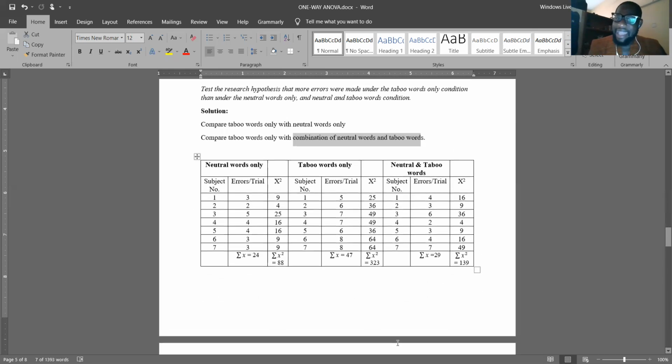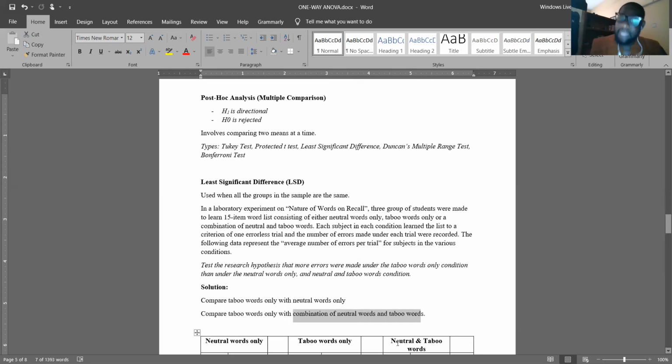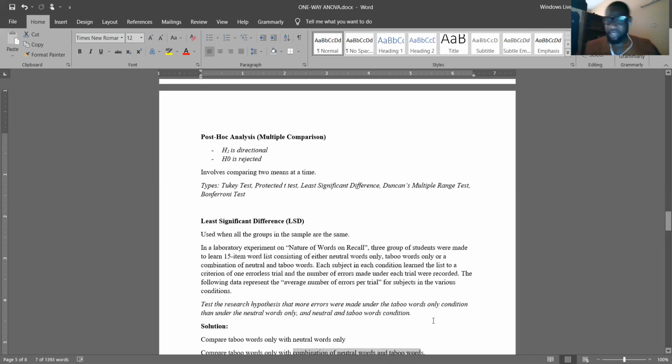So it means you are supposed to solve using something known as least significant difference. And why did we use least significant difference? Before we delve more into least significant difference, one thing about post-hoc analysis is that we compare the means of the groups, the mean values of the groups. We compare them and find out. So the mean values will let us know whether there's a significant difference or not. That's one key thing you should know.